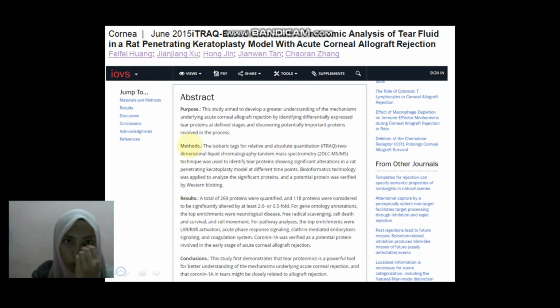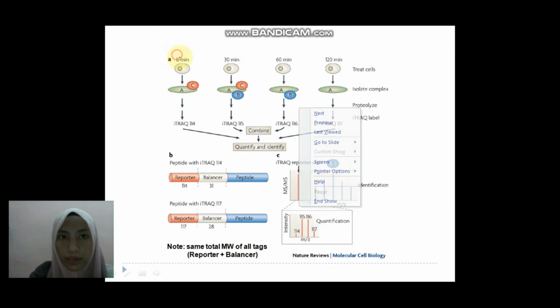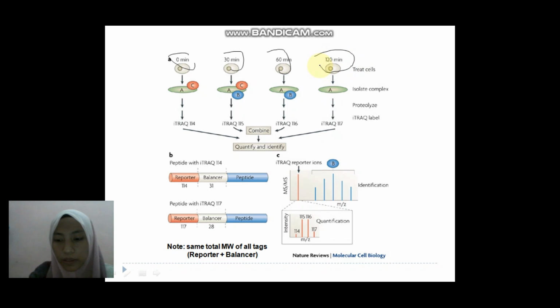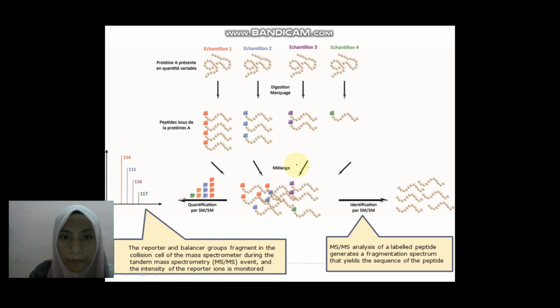Okay, so one of the examples of research conducted using iTRAQ is allograft rejection, by identifying differentially expressed proteins at defined stages. So they are looking at different times, like this one. So this has 0, 30, 60, 120 minutes. So they have several types of things to be compared, and they will combine, quantify, and identify. Okay, such as this one. Several samples of about the same thing.